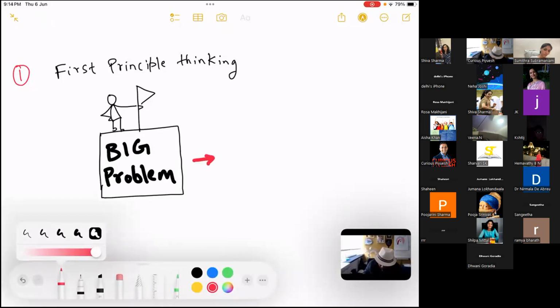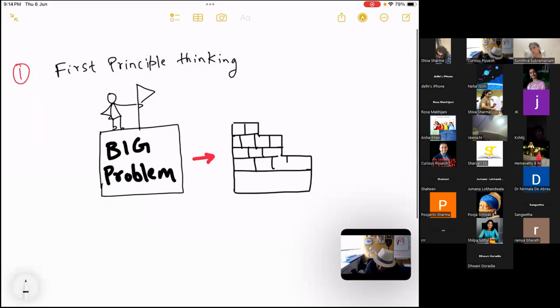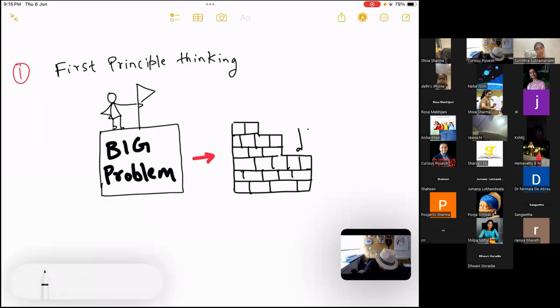What should I draw now? Any idea or any suggestions? I think the big problems can be solved by breaking down. So what I'm trying to draw is to explain it in the form of breakdowns. So this big problem is being broken into smaller chunks. Yeah, and maybe I can also draw this guy. How did he achieve this? By putting one block one by one.